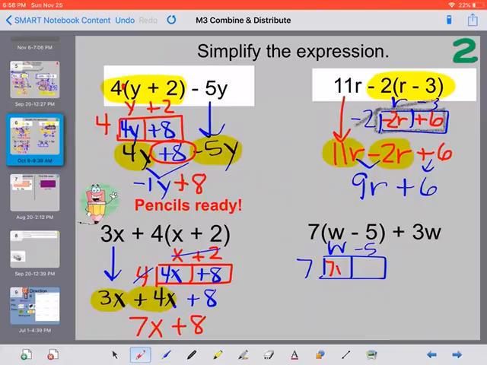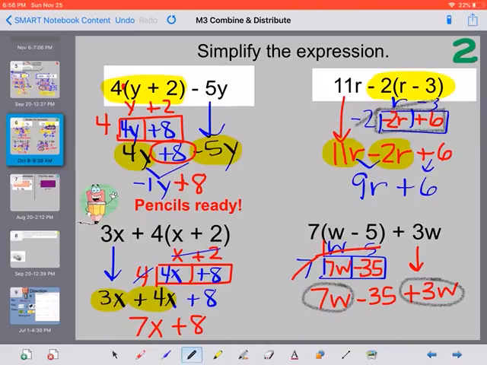7 times w is just 7w because that's 1. 7 times 1 is 7. 7 times negative 5 is negative 35. So we're done with those pieces. We have 7w minus 35 plus 3w. So combining our like terms, we have 7w plus 3w gives us 10w, and then this term here, minus 35. Always write your letter first, the term with the variable, then the number. That's our answer.